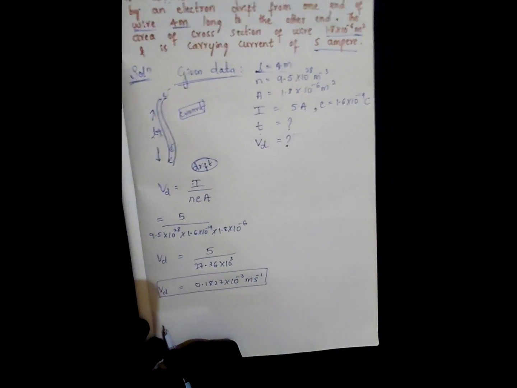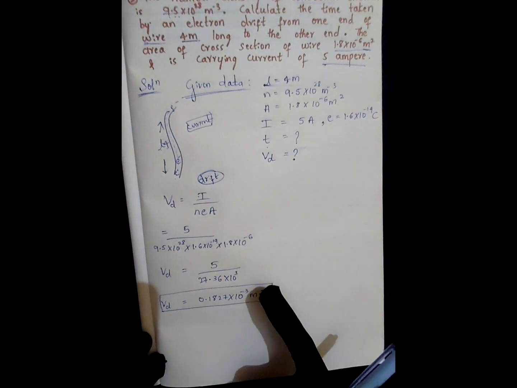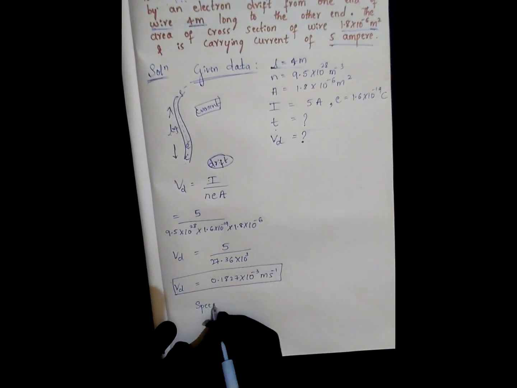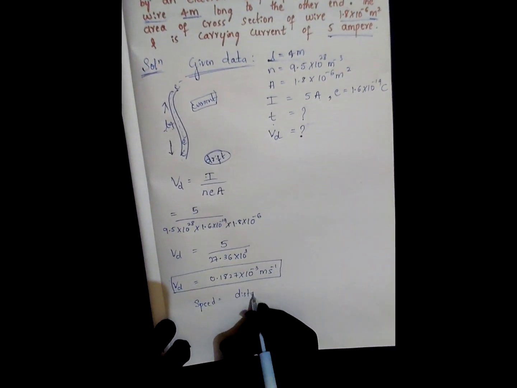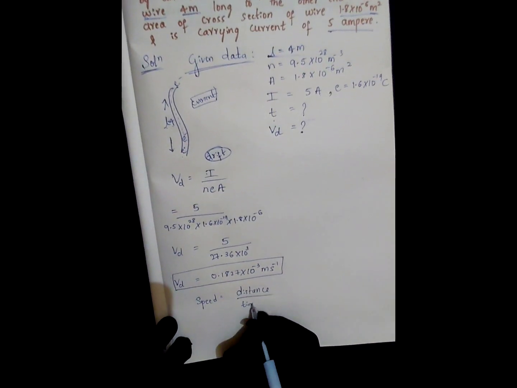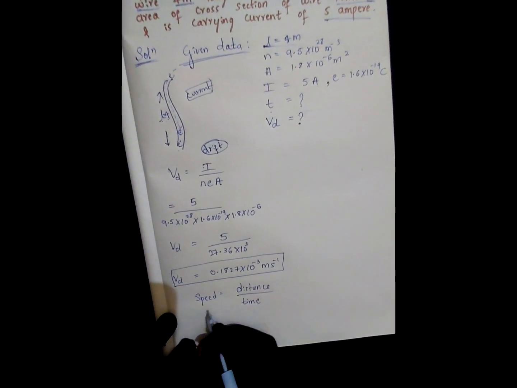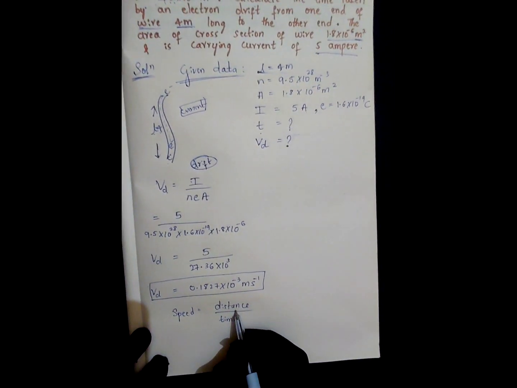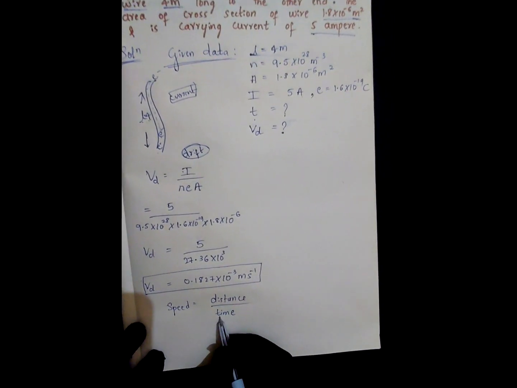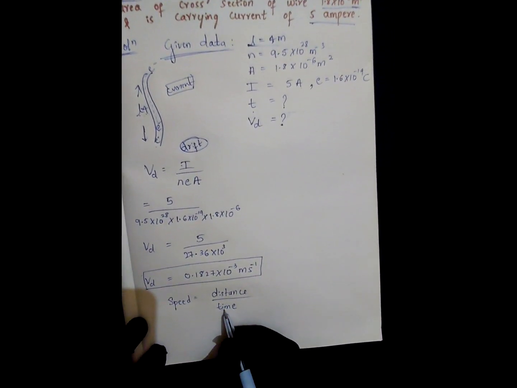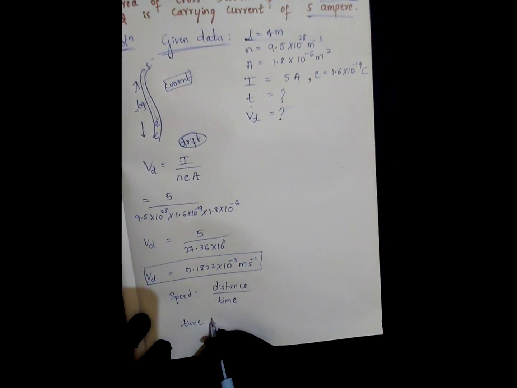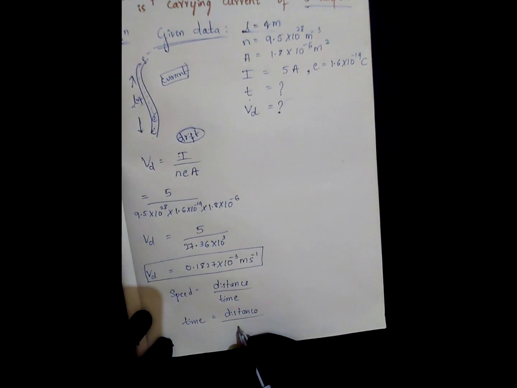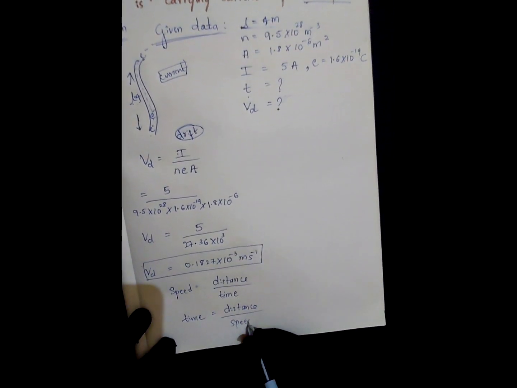We know the relation between distance, time and speed: speed equals distance divided by time. We know the value of speed, and we know the value of distance, so we need to find out the time. So time is given as distance divided by speed.